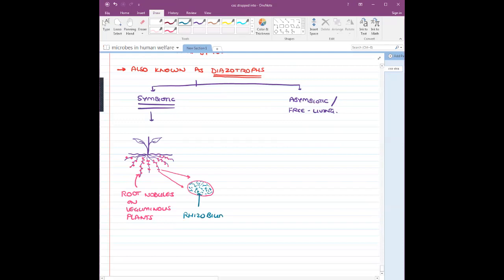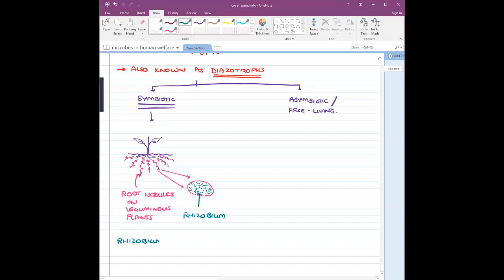This is going to be your rhizobium, guys. Okay, so this is very important. Different plants are going to have different types of rhizobium. So we have Rhizobium leguminosarum and Rhizobium phaseoli. So we have two types of rhizobium, and they are going to attack different kinds of plants.